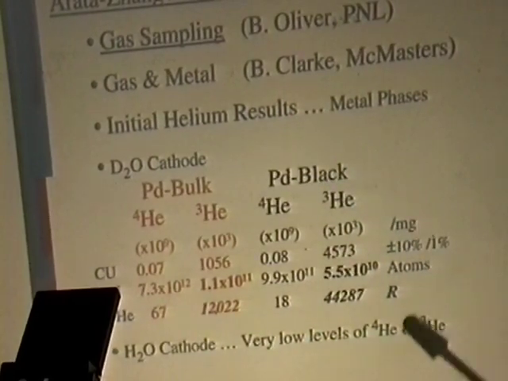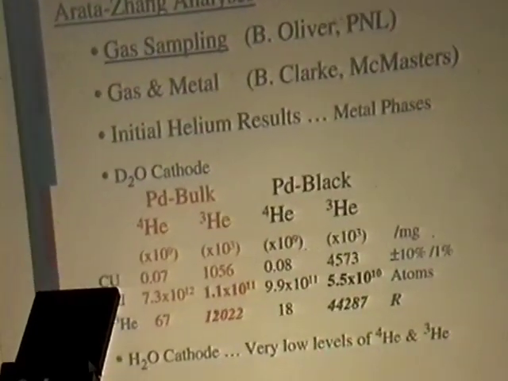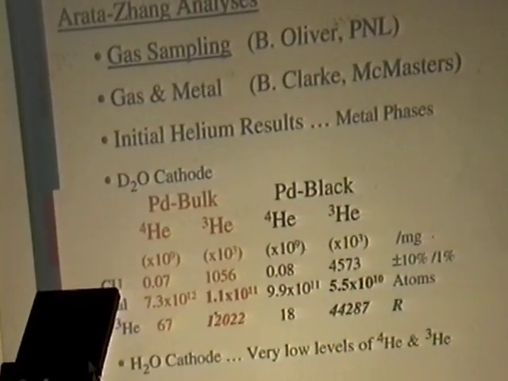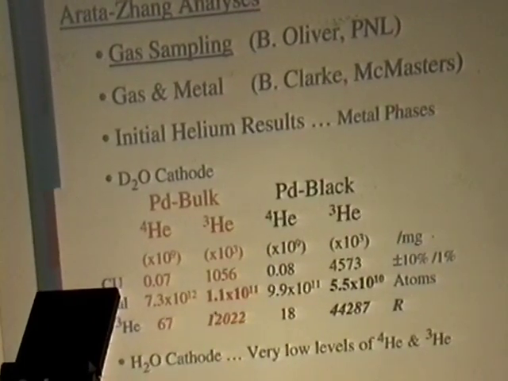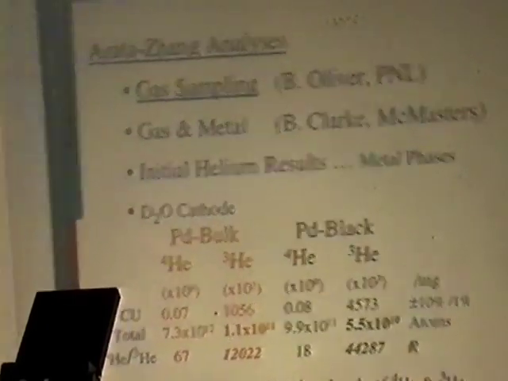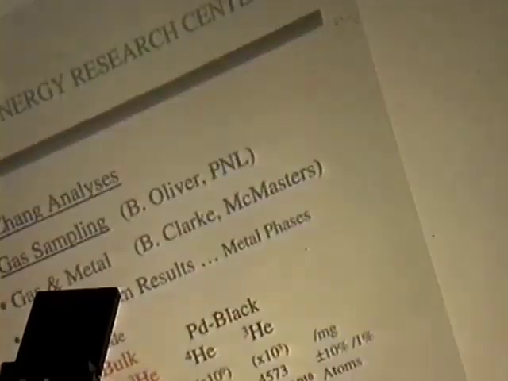For the palladium black, the situation is even more perturbed. In the palladium black, the helium-3 that we observe is 44,000 times the level that you would expect if the helium-3 were derived from natural sources. So this is clear evidence that the helium-3 is produced. Helium-3 is derived from something other than the process which gives rise to helium-3 in the atmosphere.